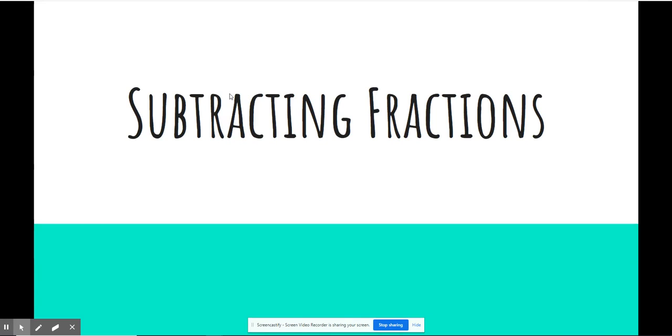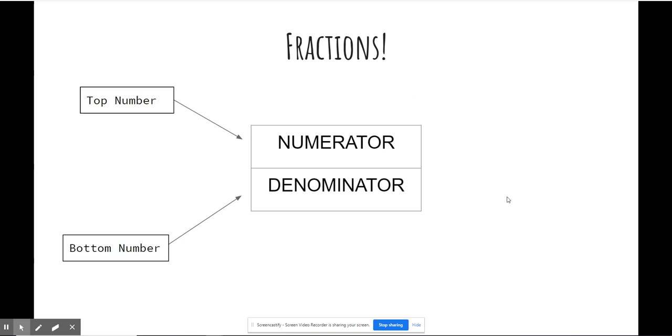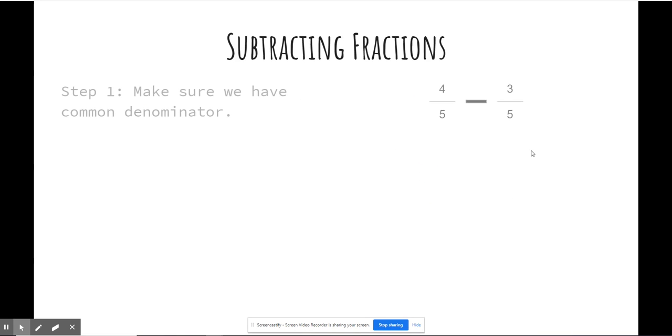All right, guys. So this is our second piece for the week, which is subtracting fractions. This is just going to build right off of what we did with addition. Only difference is that now we are subtracting, so we're going the other way as opposed to adding. All right. So same thing here. Top number's numerator, bottom number's denominator. Do not forget that.